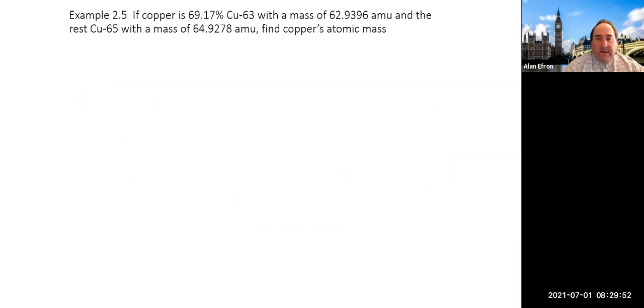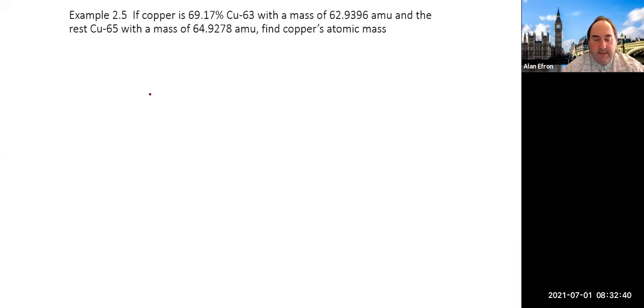So why don't you give one a go here and see what you come up with. If copper 63 is 69.17%, with a mass of 62.9396 AMU, and the rest is copper 65 with a mass of 64.9278, find the atomic mass in AMU of copper. So why don't you take a few minutes and see what you come up with.